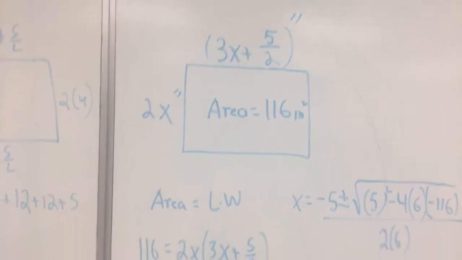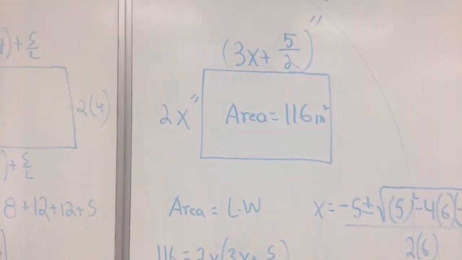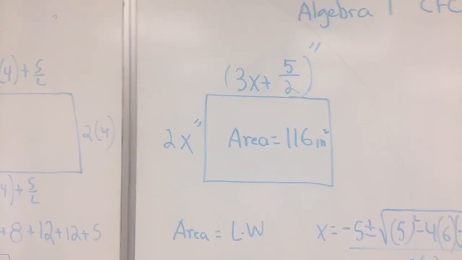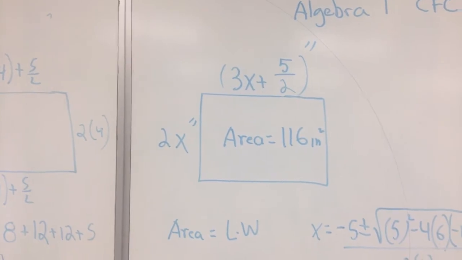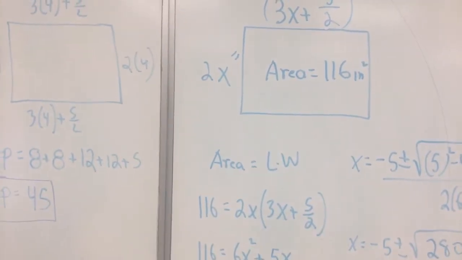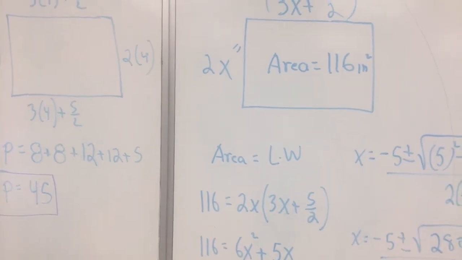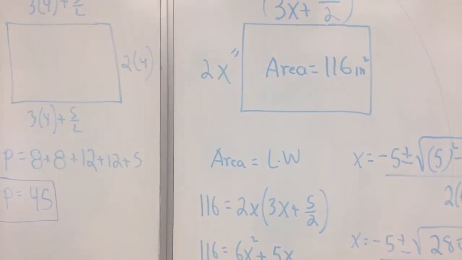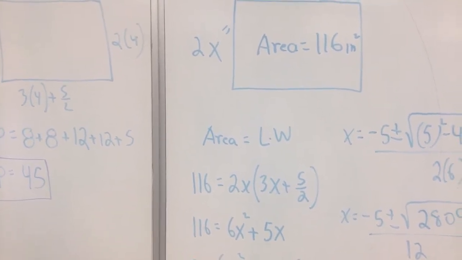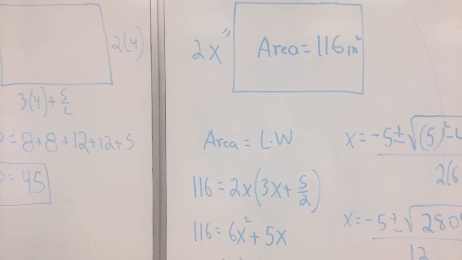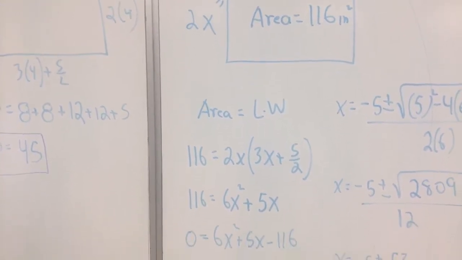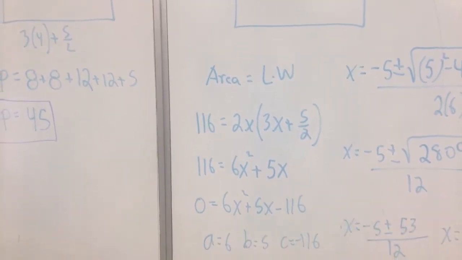All right? Now, how do you find the area of a rectangle? The area of a rectangle is length times width. In other words, 2x times 3x plus 5 halves. And oh, by the way, this is in inches. Okay? All right. So, let's do it. 116 is equal to 2x times 3x plus 5 halves. Clean it up. 116 is equal to, distribute, 6x squared plus 5x. Notice that the 2's cancel. Okay? Now set it equal to 0, and now we're going to solve it.